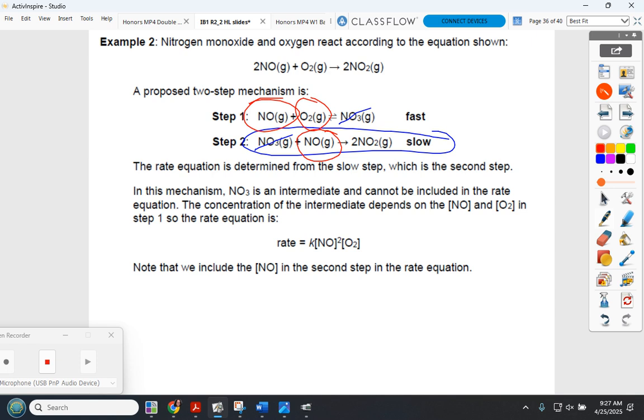Okay, so don't forget to include whatever reactants are in the slow step that are not intermediates or catalysts, right? Because you're also not going to include a catalyst in the rate equation. Okay.